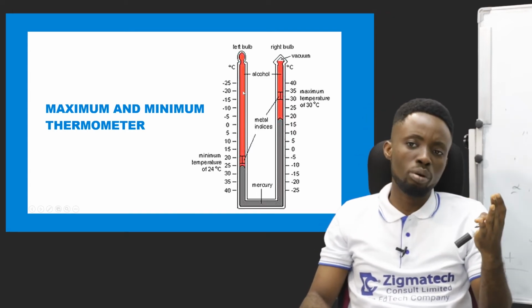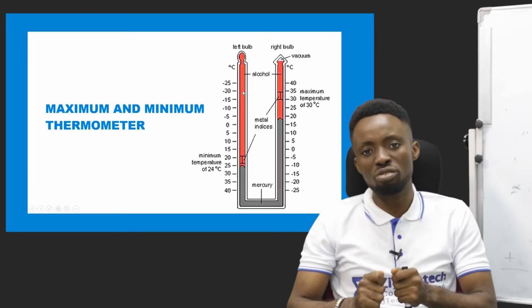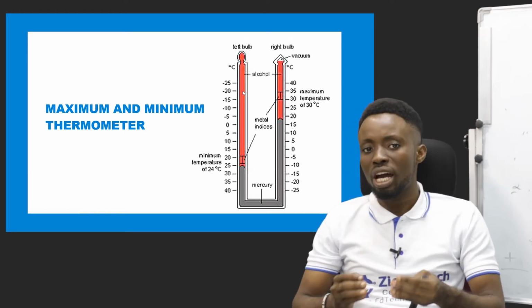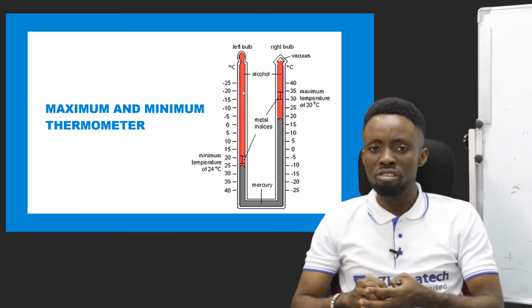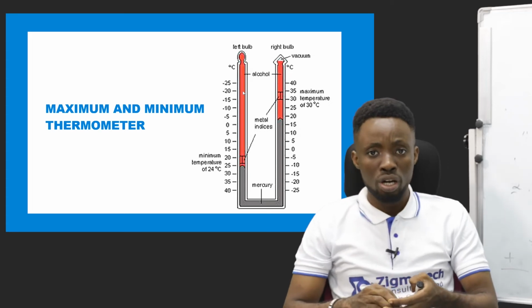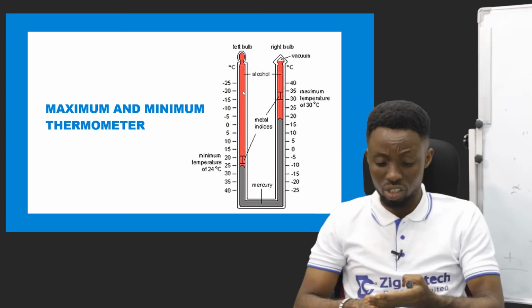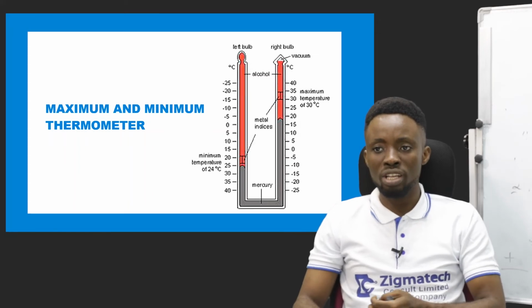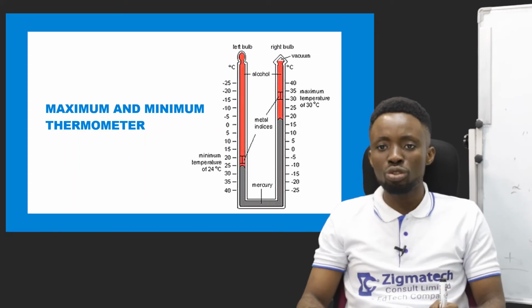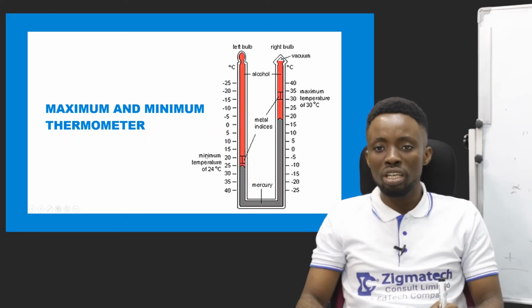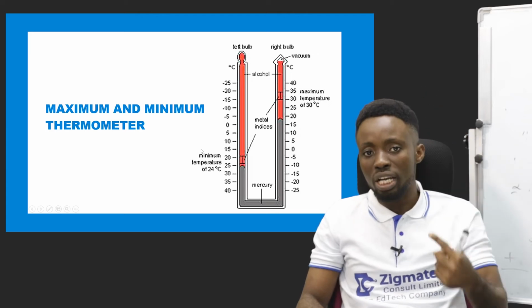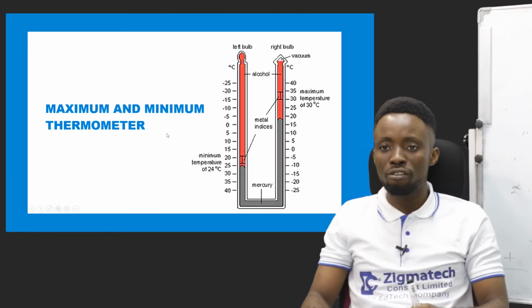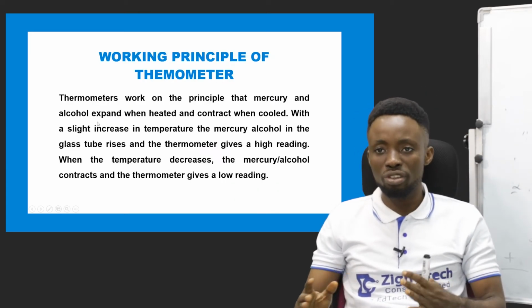And in the maximum and minimum thermometer, we actually have two thermometric substances in it, and these two thermometric substances respond to an increase in temperature, and also respond to a decrease in temperature. As a result of that, we can use them to measure a high temperature value and a low temperature value. So what are the working principles of a thermometer?